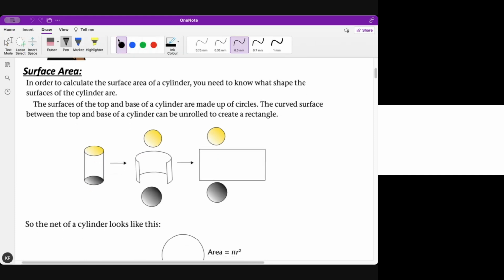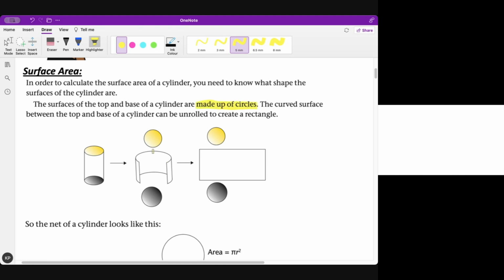Okay, so in order to calculate the surface area of a cylinder, you need to know what shapes make up the surfaces. Because that's what surface area is all about. We're going to work out the areas of the different surfaces and then add them at the end to get the total surface area of your three-dimensional shape. So obviously, the top and the bottom of your cylinder will be circles. They can be made up of the same circle at the top and at the bottom.